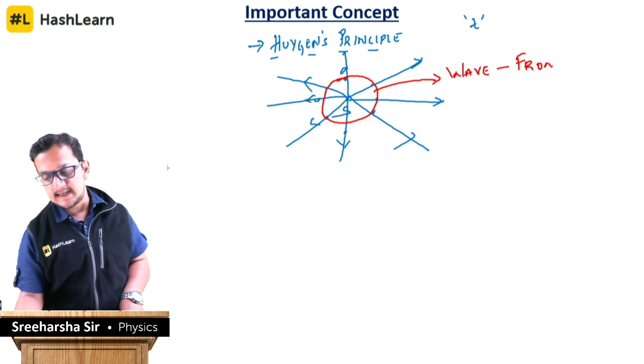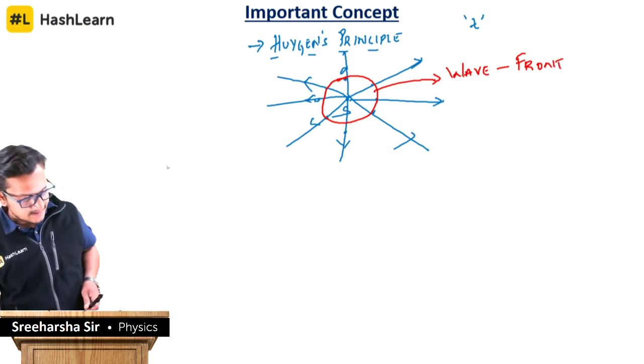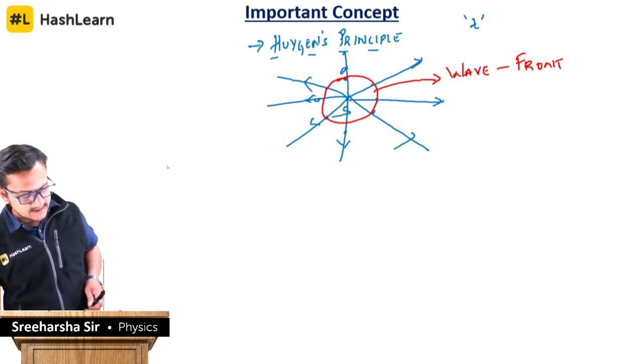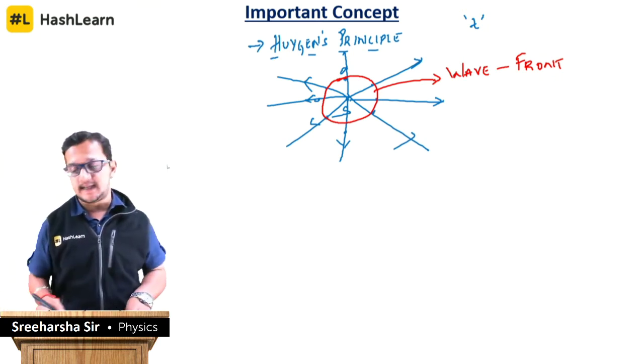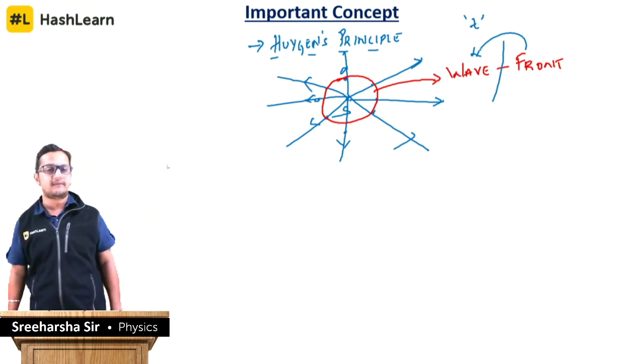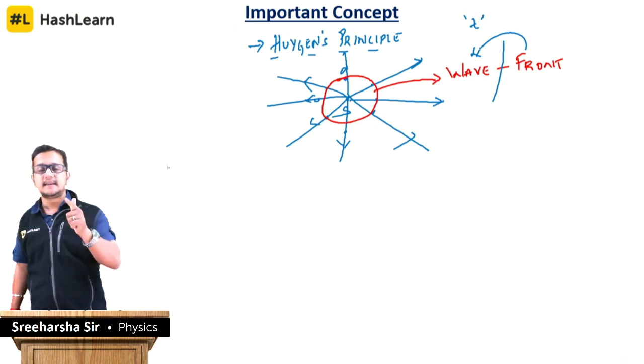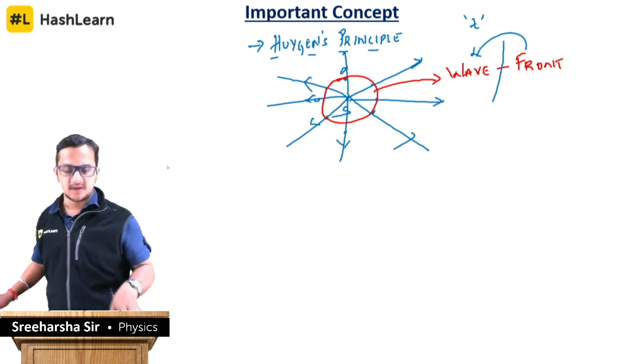It is called as wave front. What actually the wave front is? In simple language, the front of the wave is called as the wave front. So it depends on 2 things, the type of source and the distance between the source and the observer.